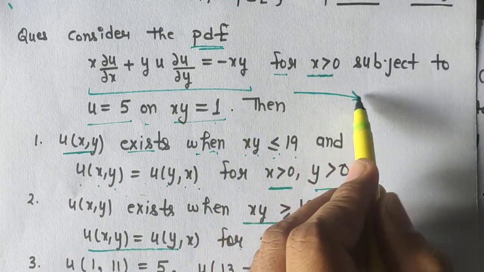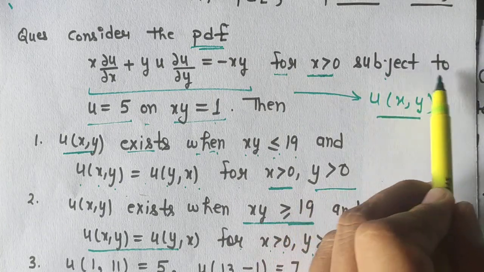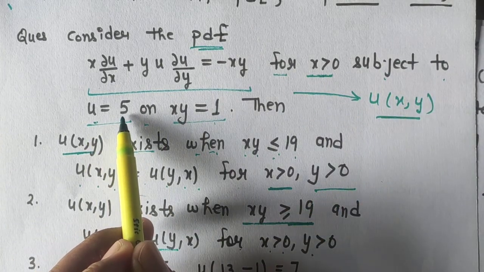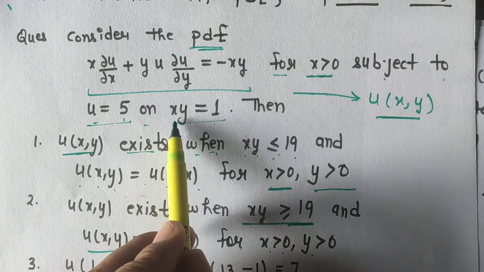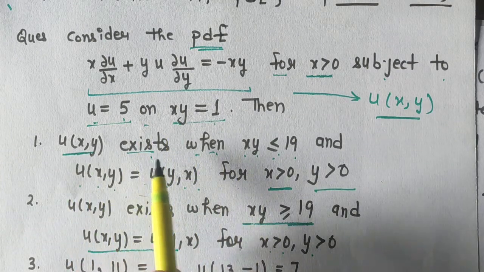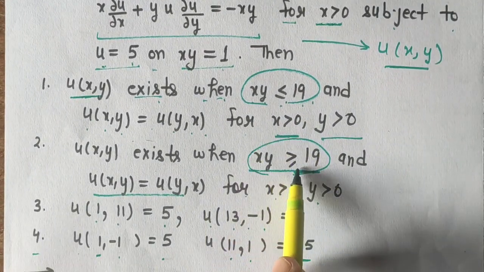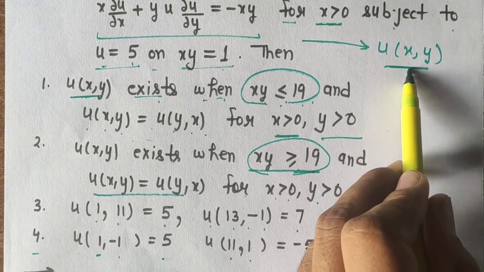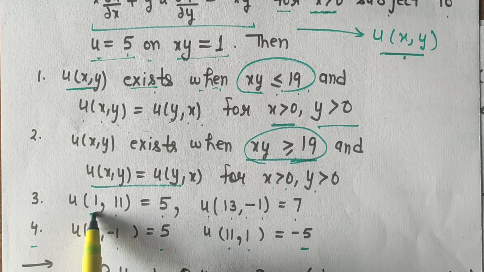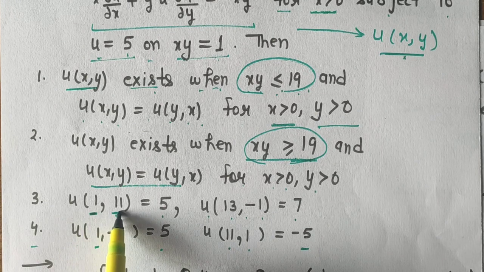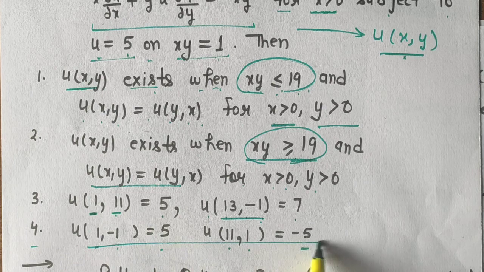The solution occurs in a form, then we apply the condition that the value of u(x,y) is 5 on the curve xy equal to 1, and the condition also says the solution exists when xy is less than or equal to 19. After calculating the solution, we evaluate the value of u(x,y) at the points x equal to 1 and y equal to 11, and also at the point (13,-1), and also in the fourth option.